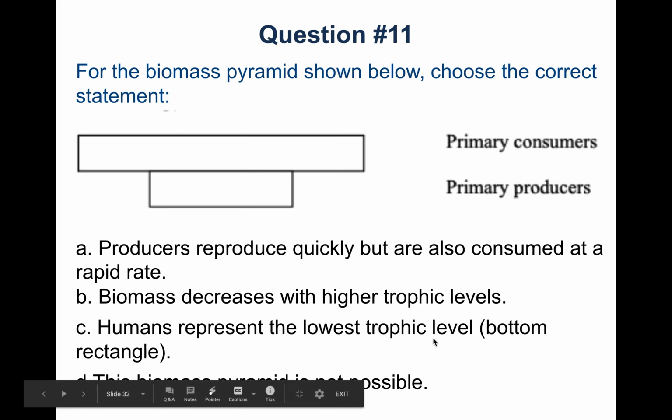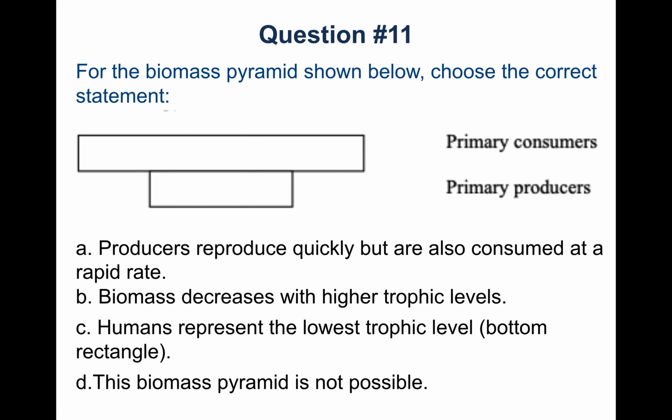Humans represent the lowest trophic levels. That's not true. We are not producers. Producers are organisms that are photosynthetic. They can produce their own food, their own sugars. Humans are consumers. We have to consume other organisms to get nutrients, to get sugars, to get food. All right, so we're not producers.